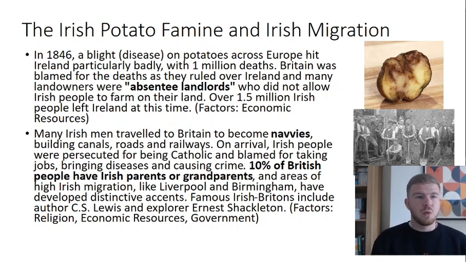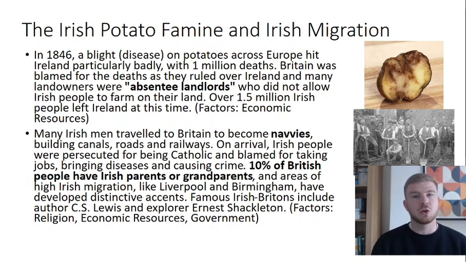Two more to go. We've got Irish migration here, sparked off by the Irish potato famine. In 1846, a blight, which is a disease on potatoes, affected large parts of Europe, but it hit Ireland particularly badly, and there were 1 million deaths. You can see what the blight would have looked like on the right-hand side. It hit Ireland particularly hard for two reasons.